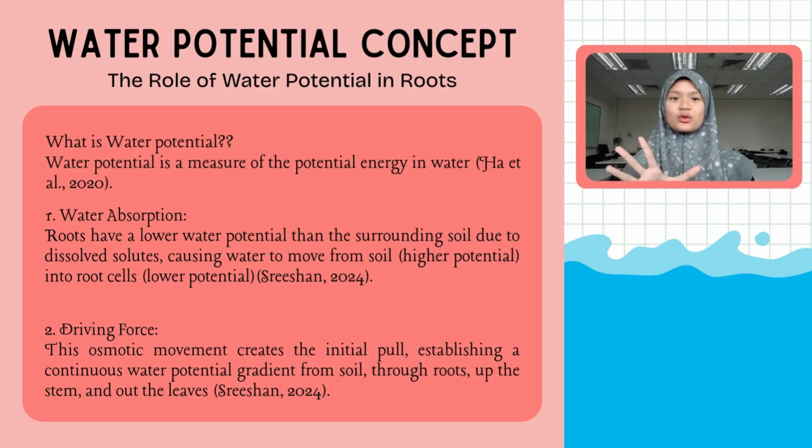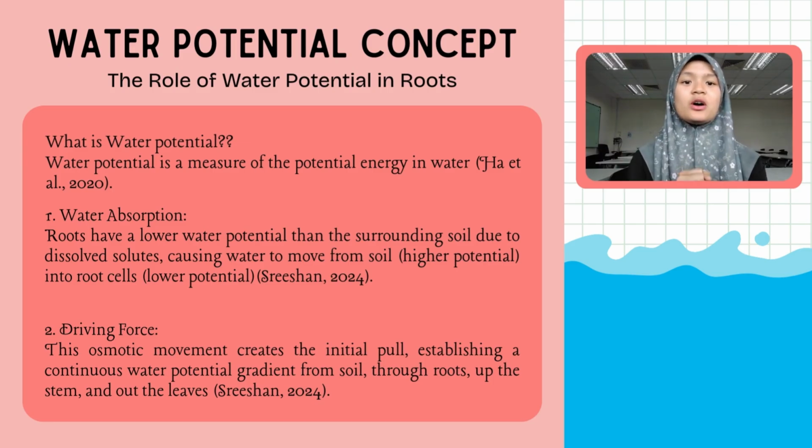There are 5 key roles of water potential in roots. So, what are those 5 key roles? Number 1. Water absorption. Roots have a lower water potential than the surrounding soil due to dissolved solids, causing water to move from soil, which is higher potential, into root cells, which is lower potential.